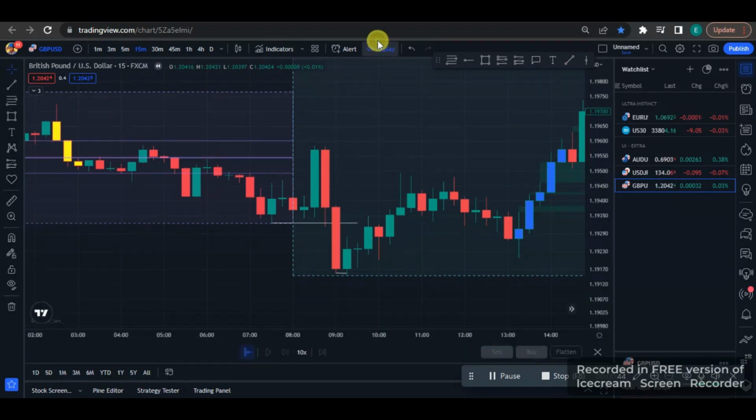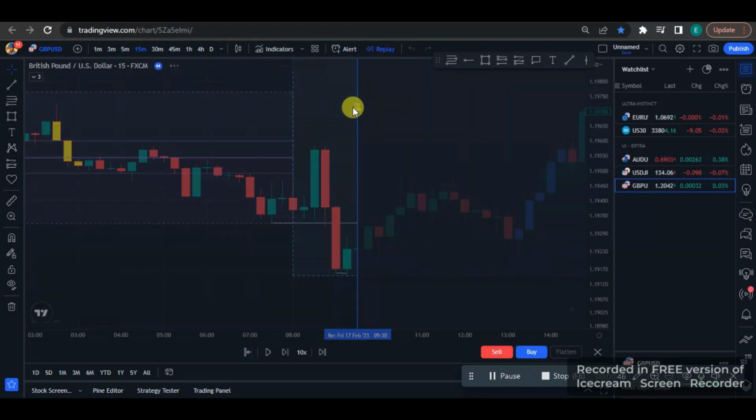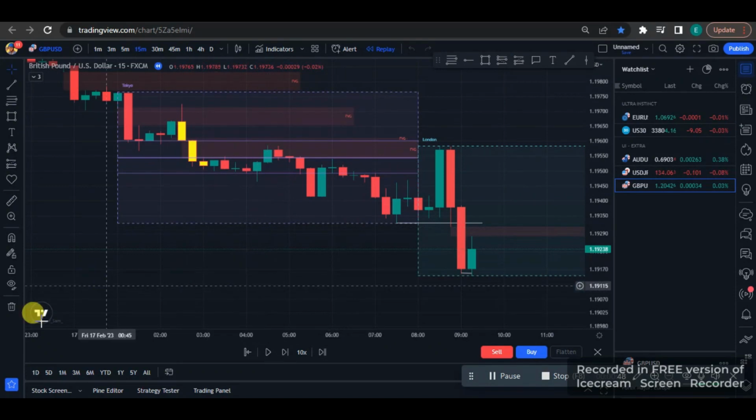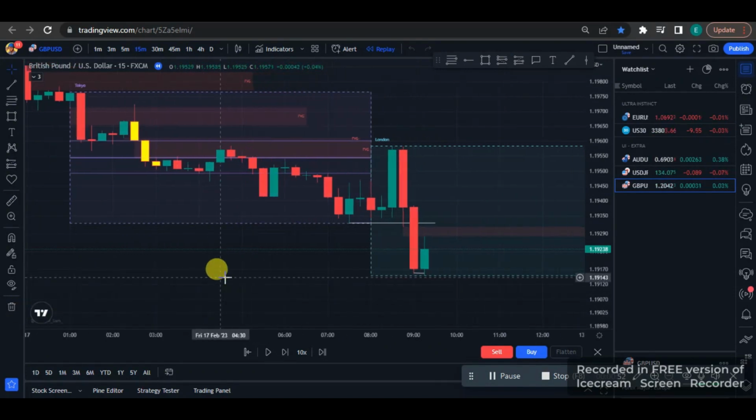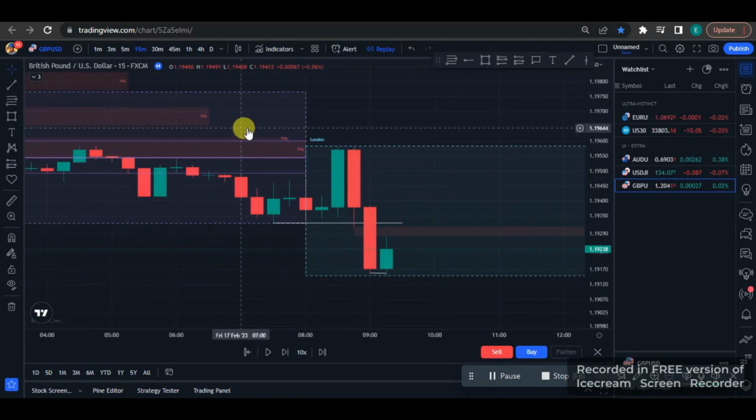So let's just use the replay tool, and then let me show you guys what it looks like. Okay, this is my main account. I'm using the premium. I want to do some things. All right, so as you can see, price broke below.